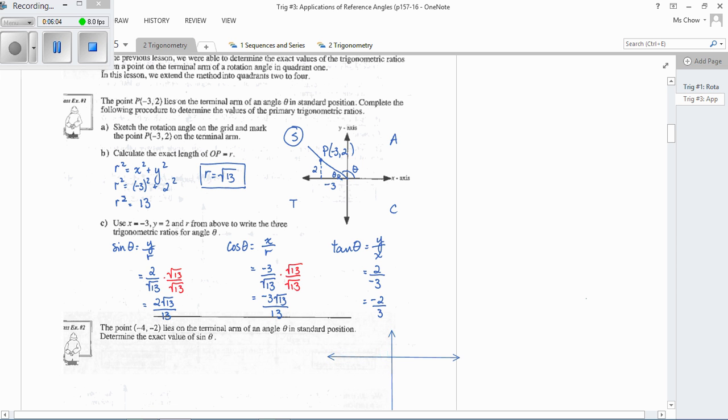So hit pause and try to complete class example number 2 on your own, and I'll work on that example and come back with an explanation in a moment.